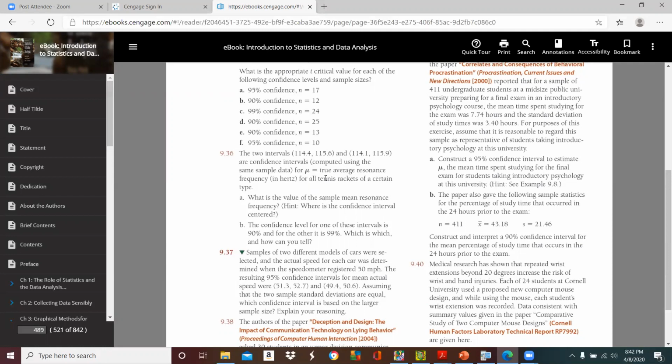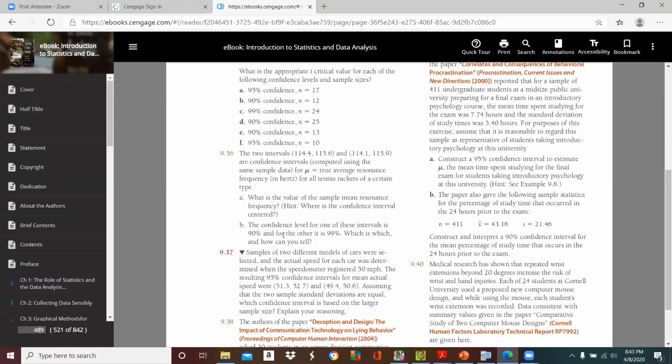Mu is, in this case, the true average resonance frequency in hertz of all tennis rackets of a certain type. Doesn't matter what the words mean. Part A is, what is the value of the sample mean frequency? Well, I told you how to do it. You add the two endpoints and divide by 2, and you get 115. That's the answer to A. Pretty easy.